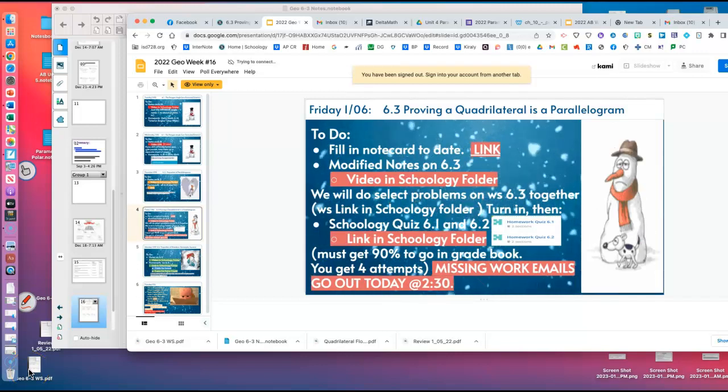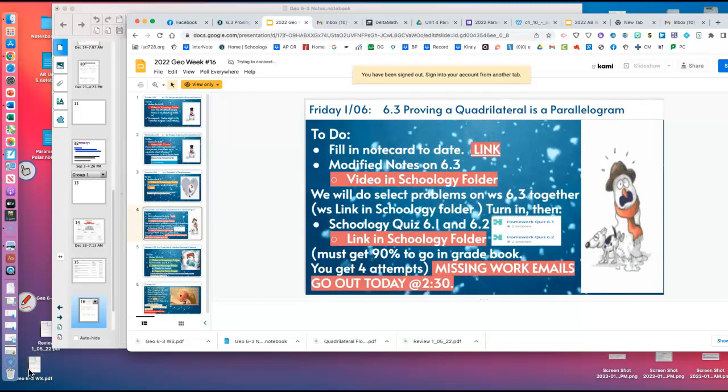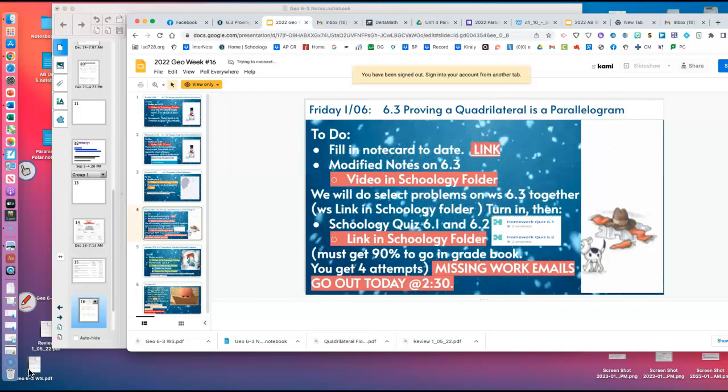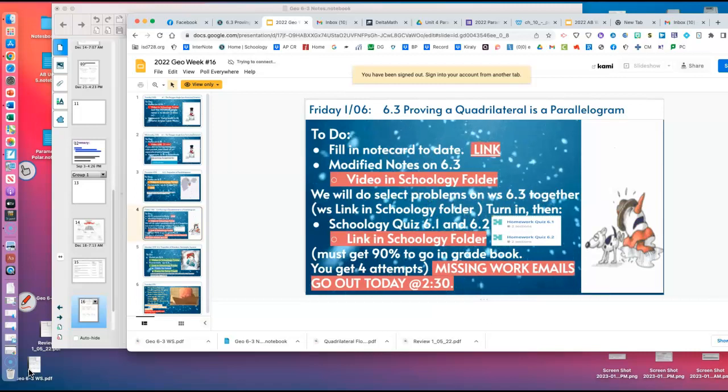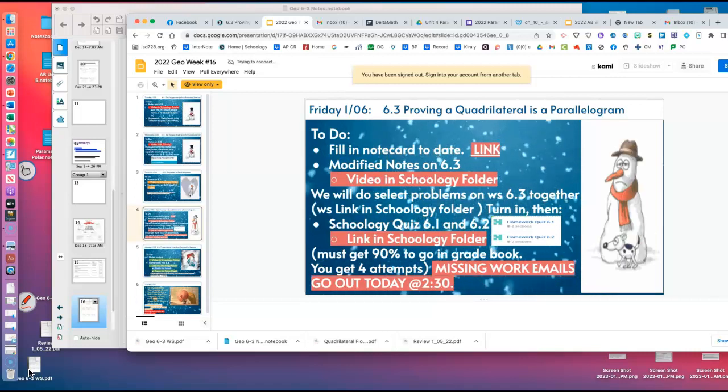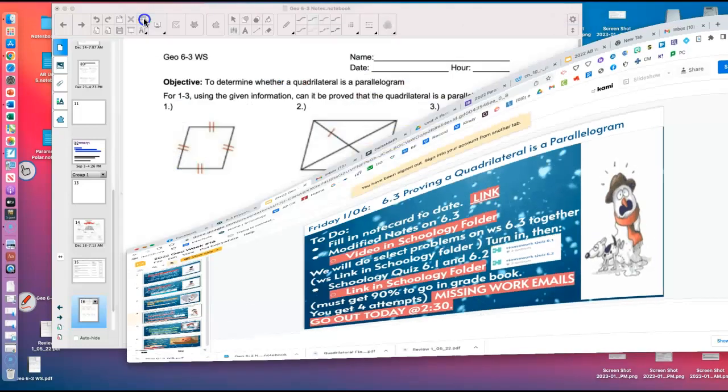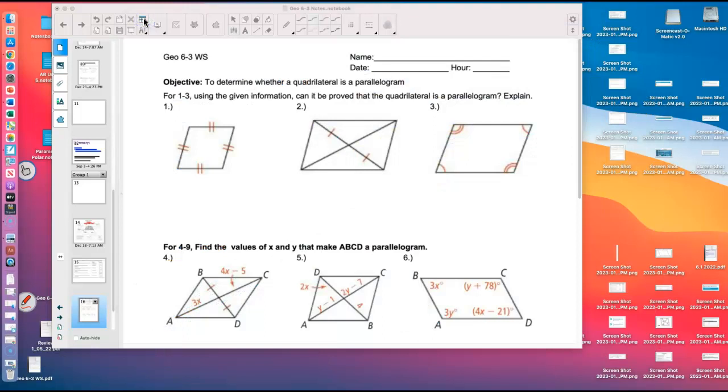All right, so the first thing we're going to do is take that note card. If you're absent, I've linked it right here on the slide where it says link. You're going to flip it over, and on the back, we're going to put our 6-1 and 6-2 information first. So we're actually going to start that together.